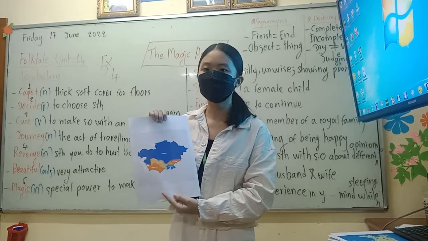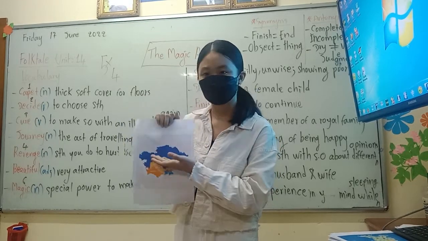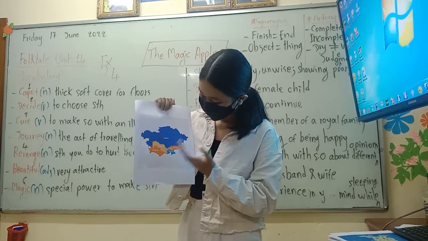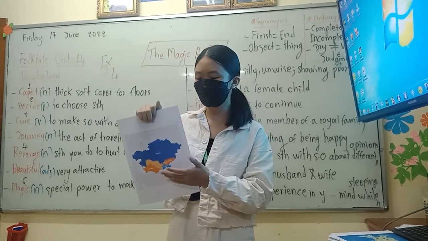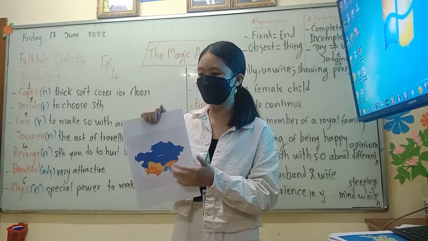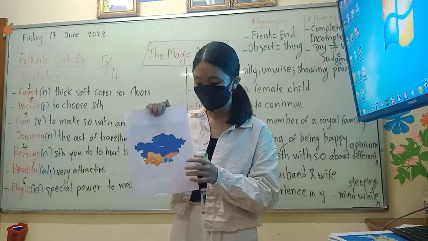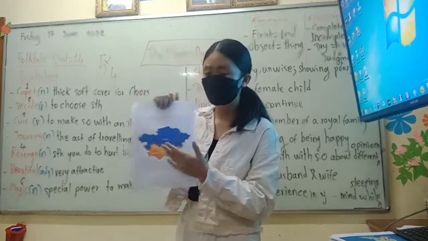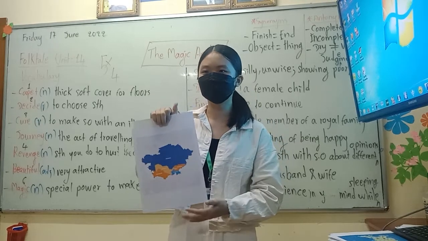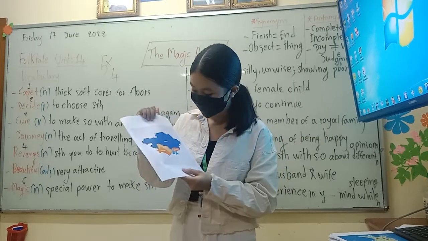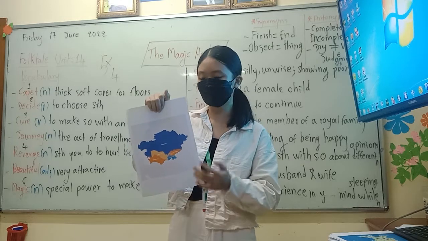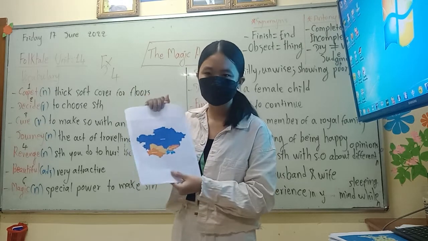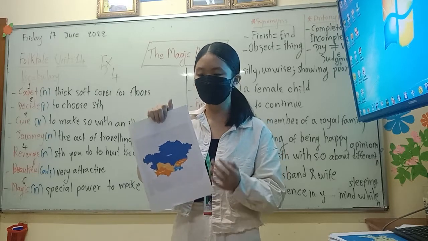Central Asia, which has 5 countries. Kazakhstan, the capital city of Kazakhstan is Astana. Tajikistan, the capital city of Tajikistan is Dushanbe. Turkmenistan, the capital city of Turkmenistan is Ashgabat. Uzbekistan, the capital city of Uzbekistan is Tashkent. Kyrgyzstan, the capital city of Kyrgyzstan is Bishkek.